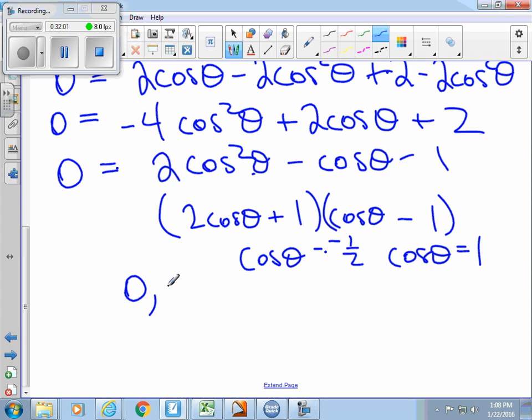No, I mean, 2 pi. Okay, good. 2 pi over 3 and 5 pi over 3. You can do this in the calculator. That's great, but it turns out I could do it by hand.